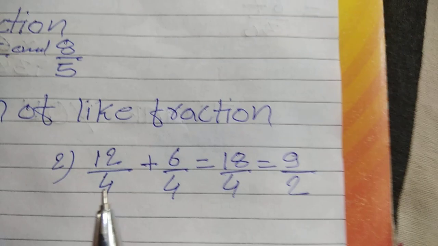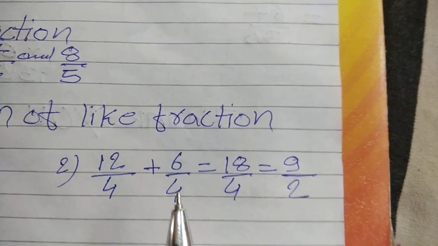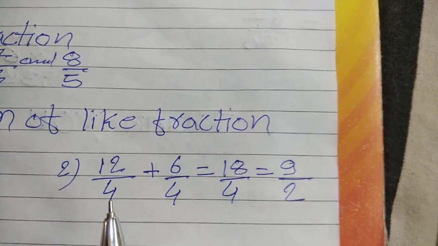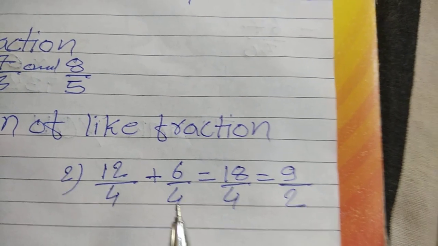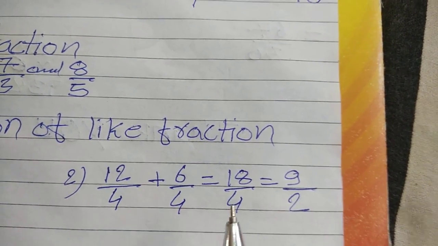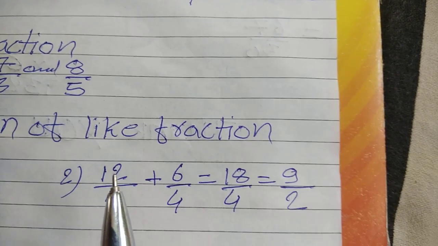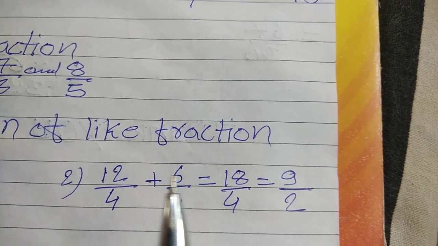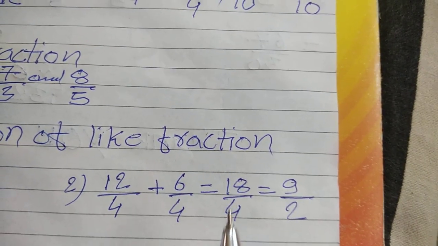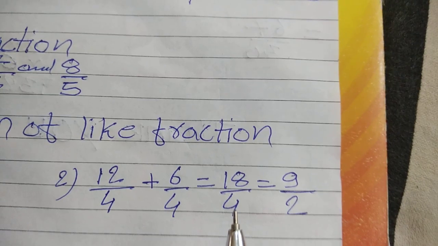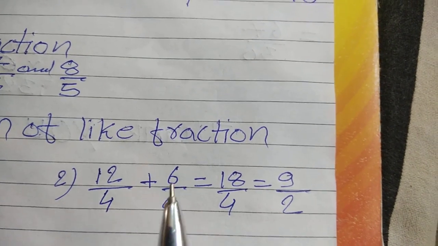I have written here 12 upon 4 plus 6 upon 4. Again the denominators are the same. So what do you have to do? The denominator stays as it is. Now you only have to add the numerators. 12 plus 6 is equal to 18. 18 upon 4 is the answer of 12 upon 4 plus 6 upon 4.